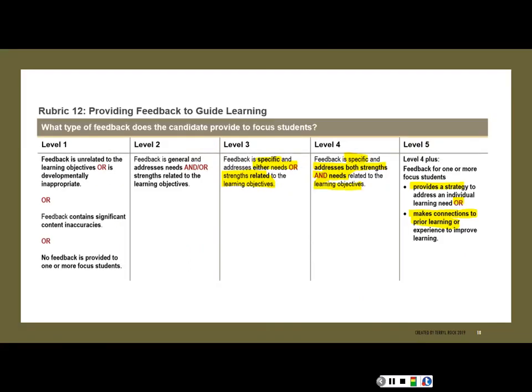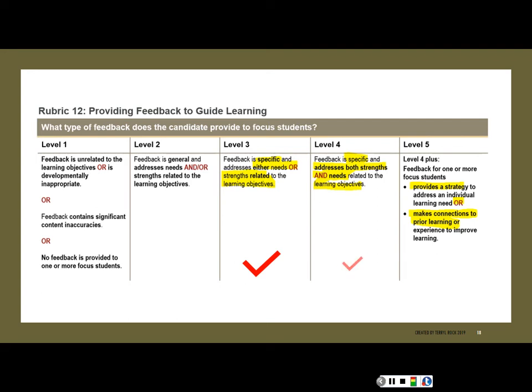Here's rubric 12. Rubric 12 is on feedback. So you want your feedback to be specific for needs or strengths related to learning objectives. That gets you a 3. That's pretty easy. And if you don't get a 3 on here, you really just deserve to go back to kindergarten, because it's bad. If you can't give feedback related to their strengths or needs, then what were you doing?